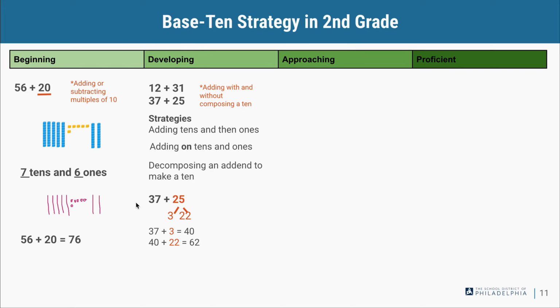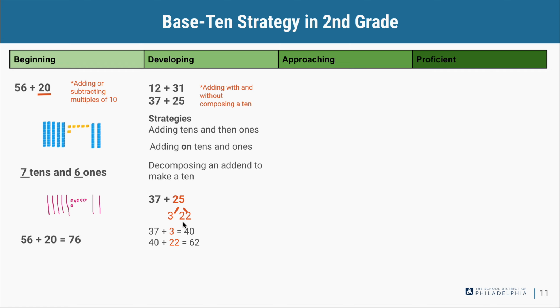Lastly, we have decomposing an addend to make a 10. So in 37 plus 25, we think about what next multiple of 10 we could get from 37, and we know that adding 3 on would get us to 40. This requires the foundational number sense skill of make a 10.